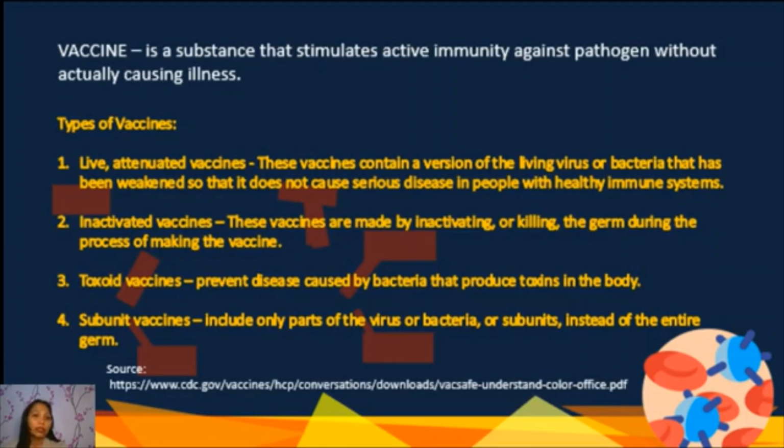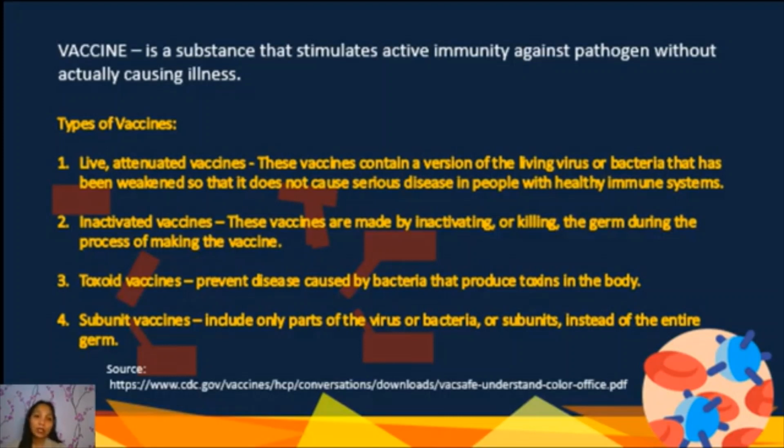Next one, we have the toxoid vaccines. It prevents disease caused by bacteria that produce toxins or poisons in the body. In the process of making these vaccines, the toxins are weakened so that they cannot cause illness. So the DTaP vaccine contains diphtheria and tetanus toxoid.